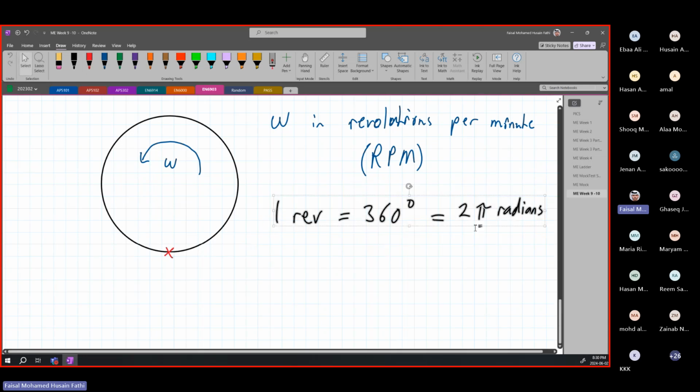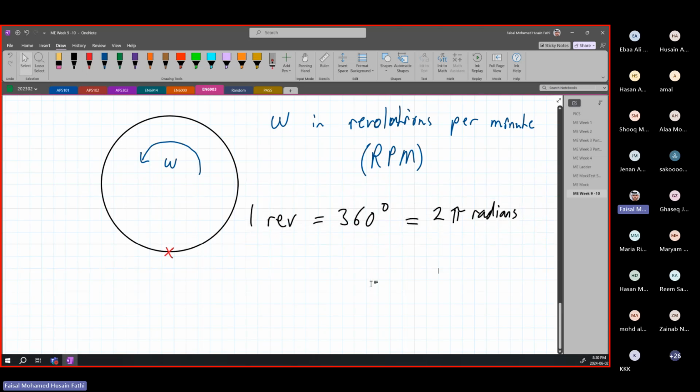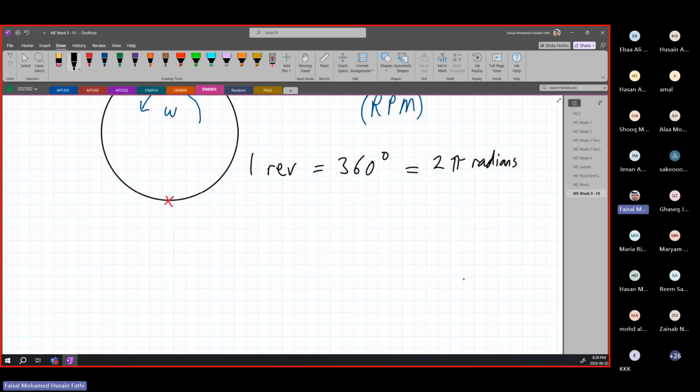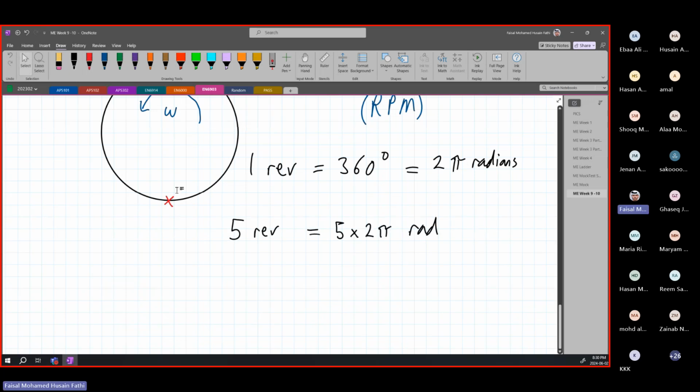So one revolution is basically 2 pi radians. When you have any revolutions, you can convert it into radians by multiplying it with 2 pi. For example, let's say we have 5 revolutions. Let's not talk about time. 5 revolutions is going to be equal to 5 times 2 pi radians. This is how you would convert any revolutions into radians.